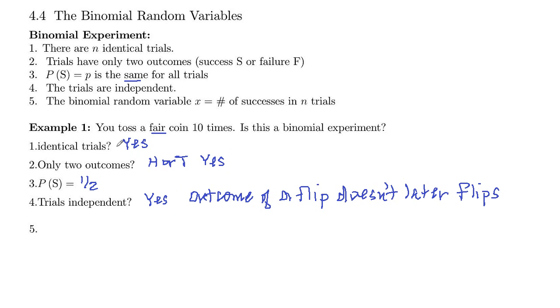And then condition 5 is just really naming the random variable. So x here could be, for example, the number of heads. That could be our random variable. Or it could be the number of tails. Let's say number of heads. So that is our random variable, and it is a binomial random variable.